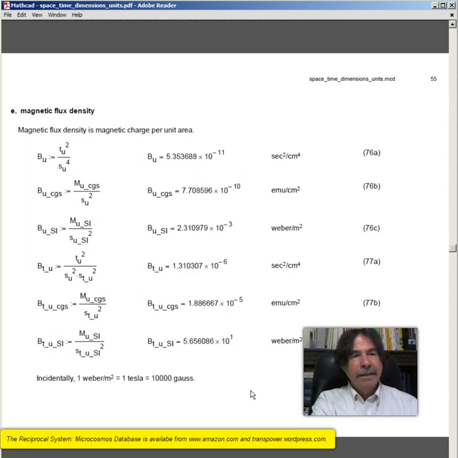Magnetic flux density is magnetic charge per unit area. This is a very important quantity. Notice its symbol B, standard in the literature. So in the time-space region, it's 2.31097 times 10 to the minus 3 Webers per meter squared. And in the time region, it's 5.65 times 10 to the 1 Weber per meter squared.